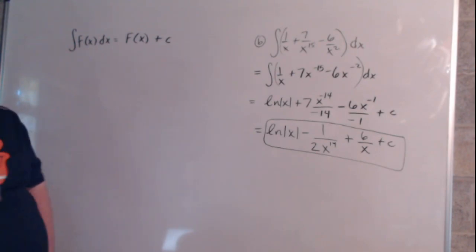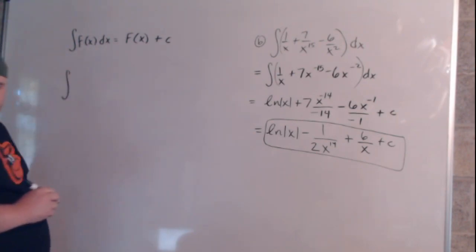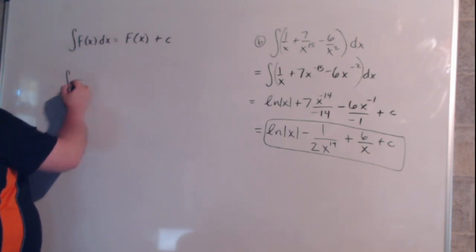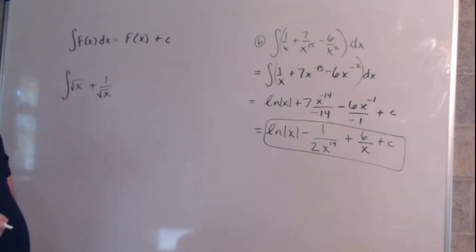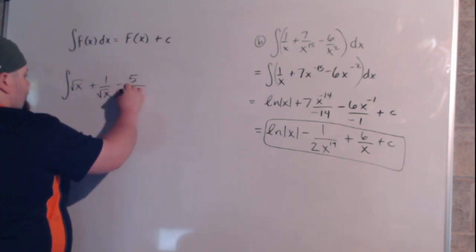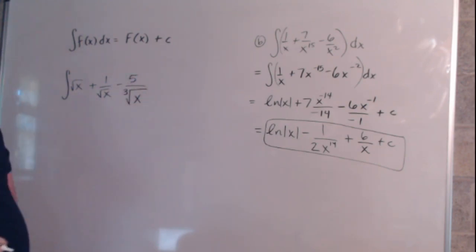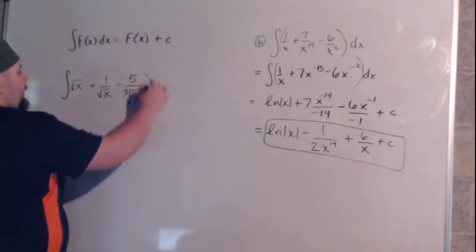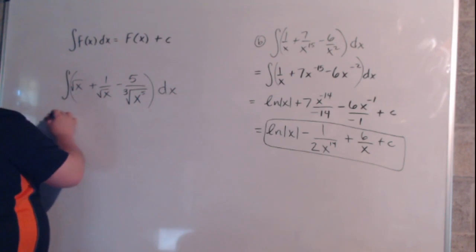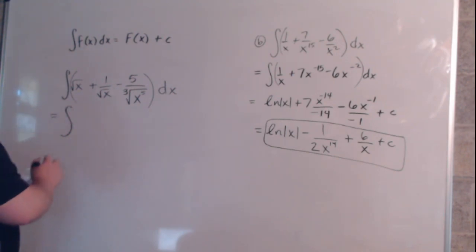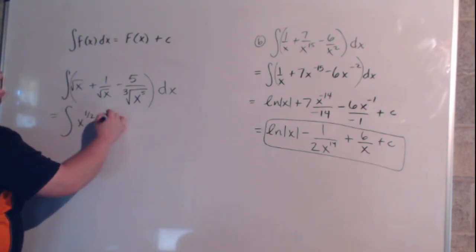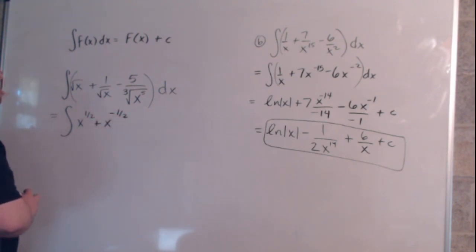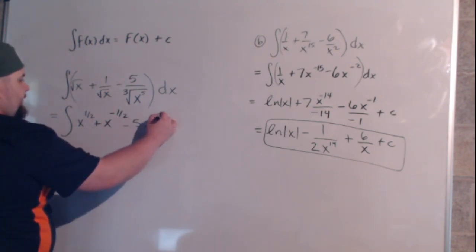All right. Part C has integral square root of x, 1 over square root of x, is 5 over the 3rd root of x to the 5th dx. So again, rewrite them all first. So square root becomes positive 1/2. This one here is going to be minus 1/2 because it's in the denominator. And then finally, this one's going to be x to the minus 5/3.